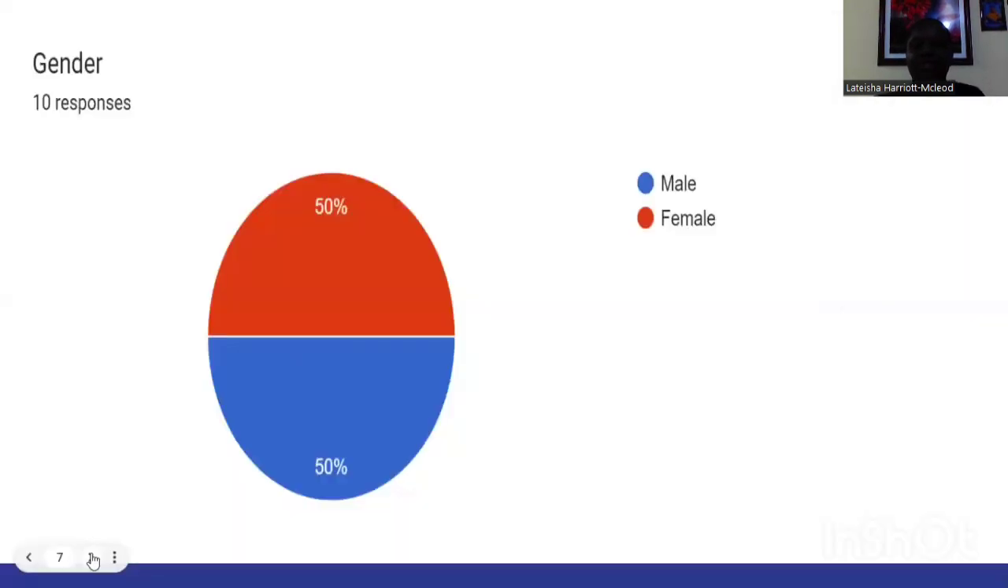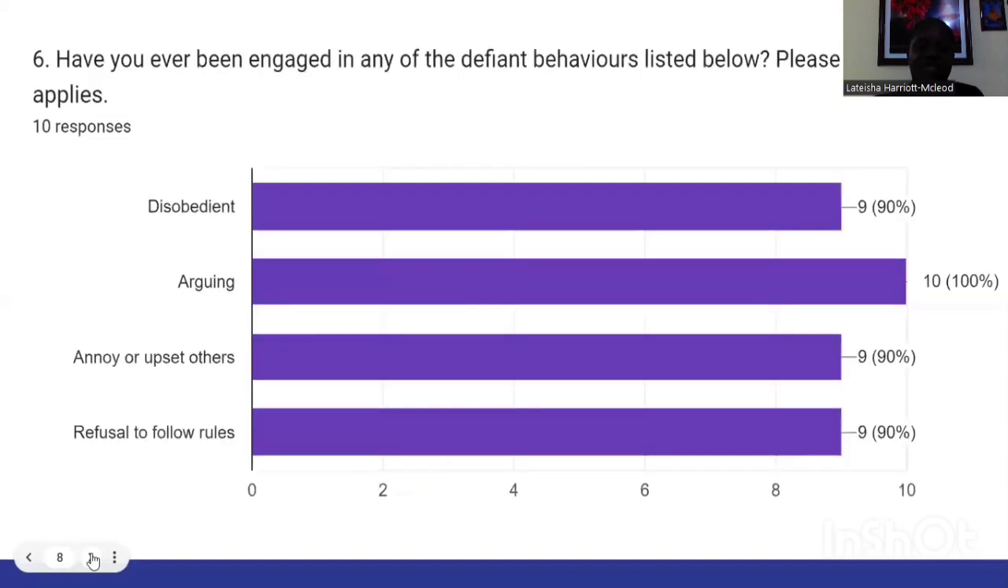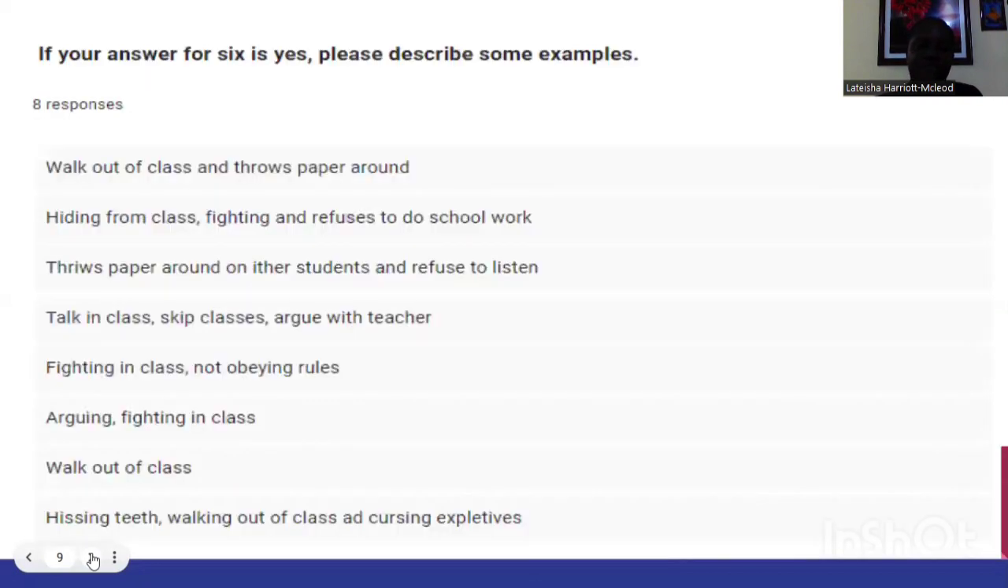A survey was completed by 10 students, 5 males and 5 females. They were asked the question, have you ever been engaged in any of the defined behaviors listed below? Please select all that apply. 100%, according to the bar chart, selected arguing. 90% selected disobedience, annoying or upsetting others, and refusal to follow rules.